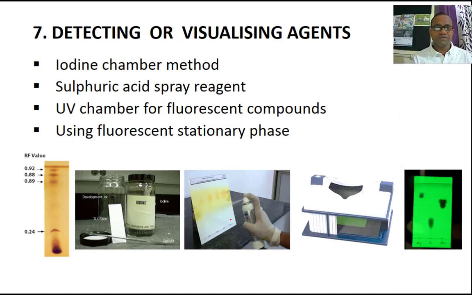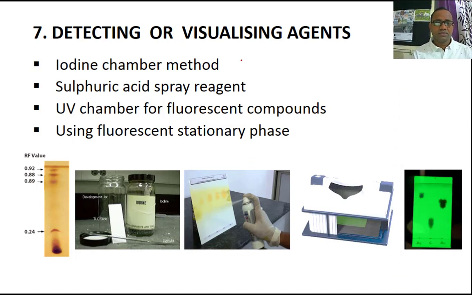Once the isolation is done, we have to retake the samples. There are 4 methods: iodine chamber method, sulfuric acid spray method, UV chamber, or using certain UV dyes. For the iodine chamber, generally we keep our silica gel plate along with the isolated sample inside the jar which is filled up with the iodine.